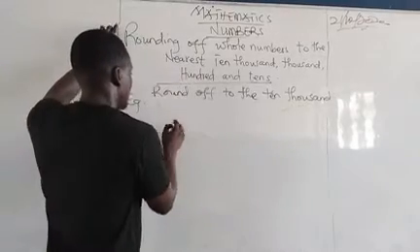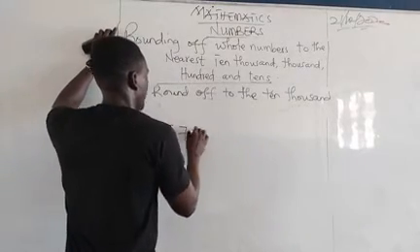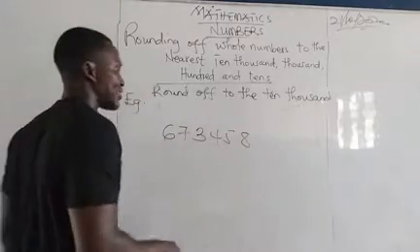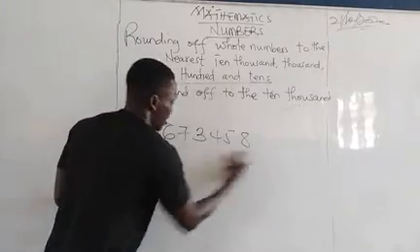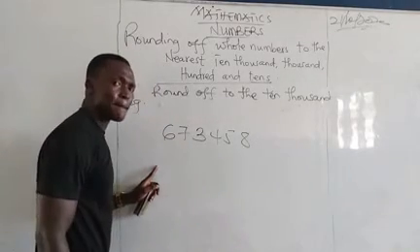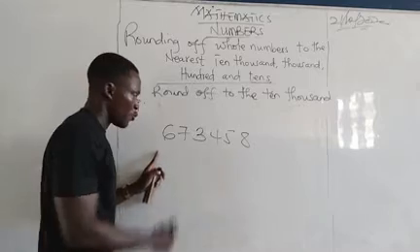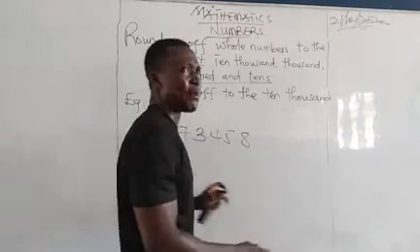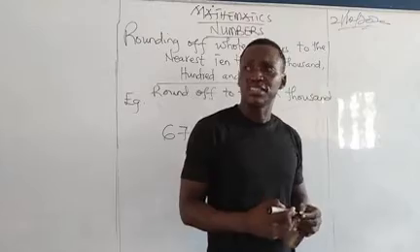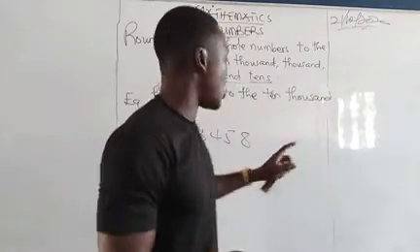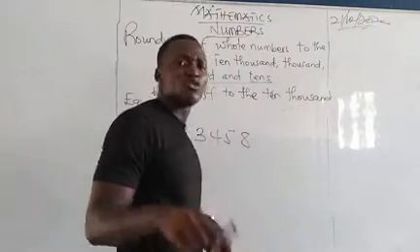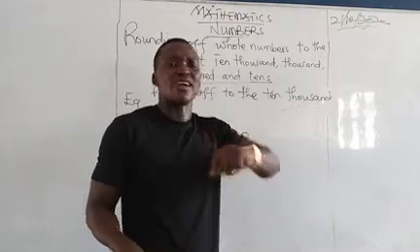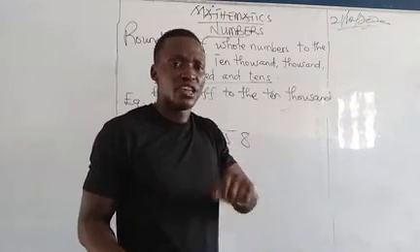To the nearest 10,000, we have 6, 7, 3, 4, 5, 8. We don't know which digit occupies the 10,000th position. So you have to give out the names, and from there you are going to know your 10,000th digit, and you need to focus on that.